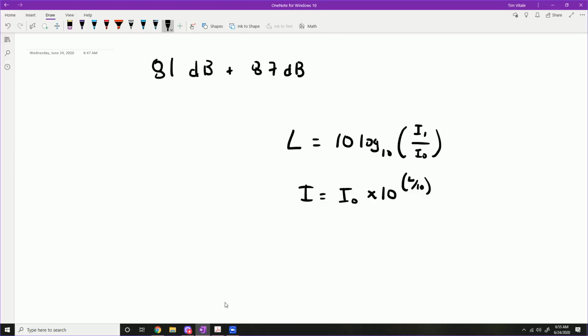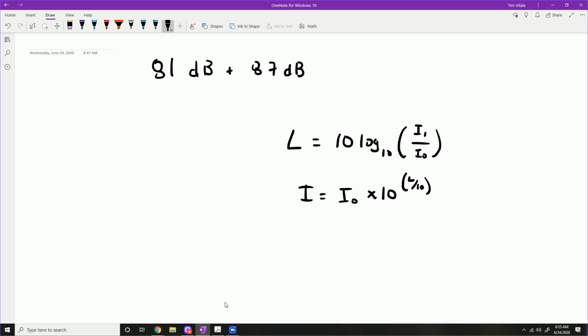Okay, so if we have two sounds, one has an intensity level of 81 decibels and the other has an intensity level of 87 decibels. If we want to know what is the resulting sound that we hear, like how loud is the new sound when we add those two together, we have to add them in a very special way. We can't just add them together and get 168, because that's not how the decibel scale works.